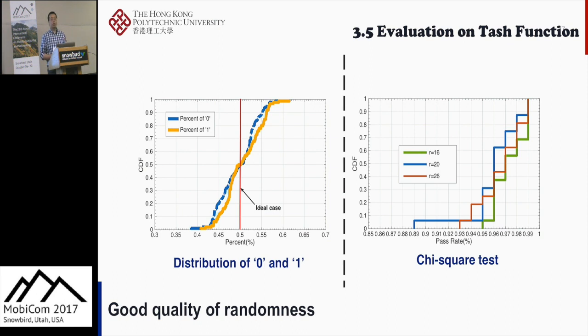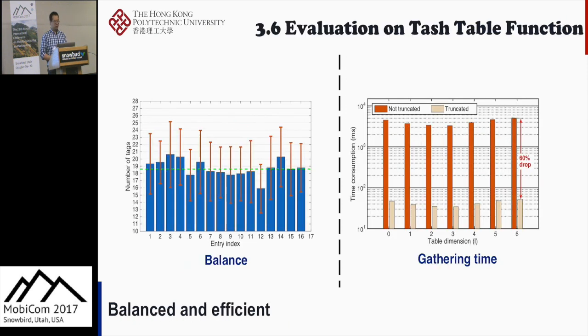Secondly, we evaluate the hash value in terms of randomness. Randomness is an important metric for a hash function. We generate 100,000 hash values. The left figure shows the distribution of 0 and 1, and the right figure shows the randomness test result. We can see that our function has a good quality of randomness.